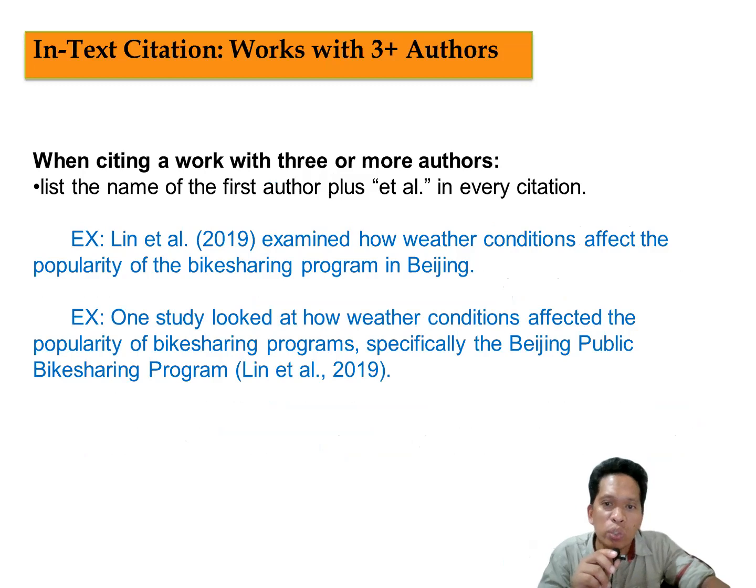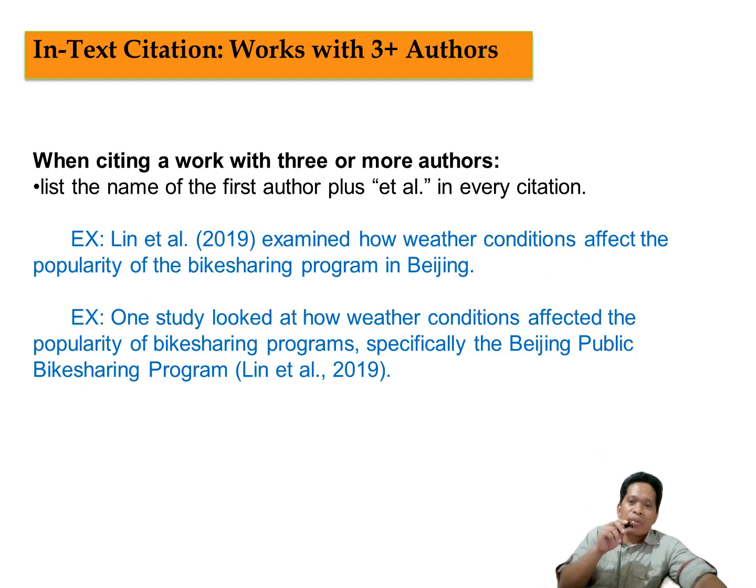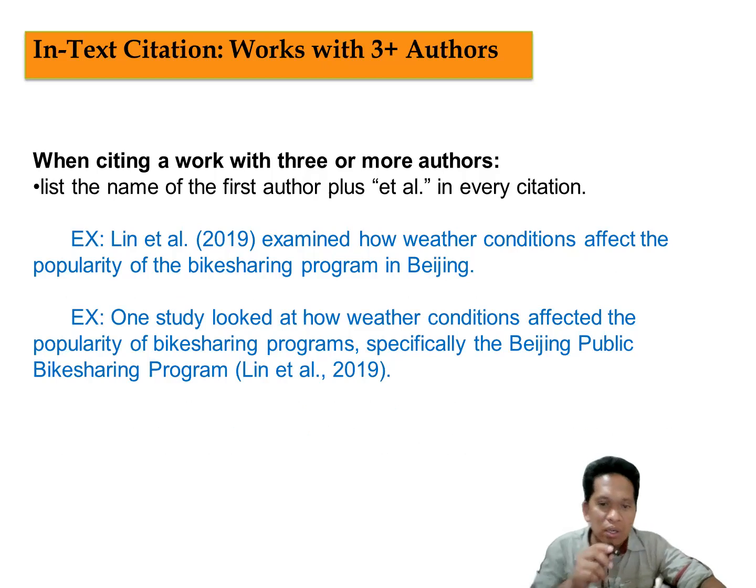Now, in works with 3 or more authors, take note of that, you start with "et al." So when will you start using et al.? When you have 3 or more authors. If you have 2, simply separate them with the conjunction "and."